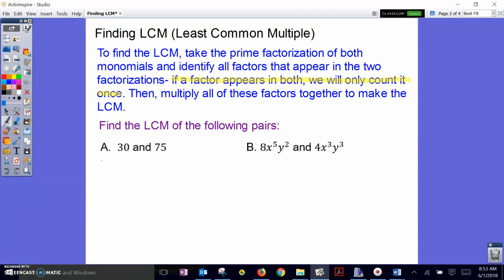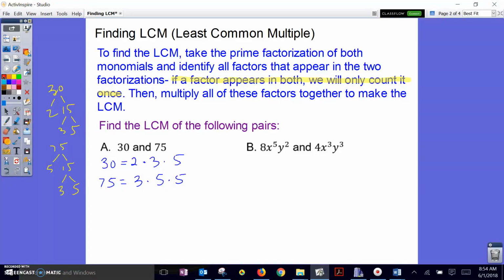So we'll start with the factorization of 30. If I break this down into primes, that's 2 times 15. 15 is 3 times 5. So 30 is 2 times 3 times 5. And then I'm going to do the same thing with 75. 75 is 5 times 15. 15 is 3 times 5. So the factorization of 75 is 3 times 5 times 5.